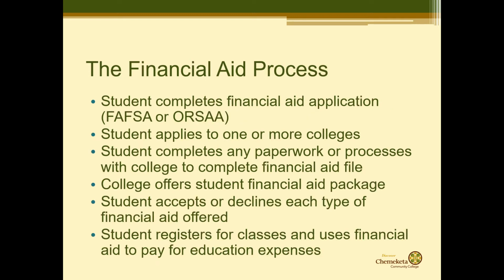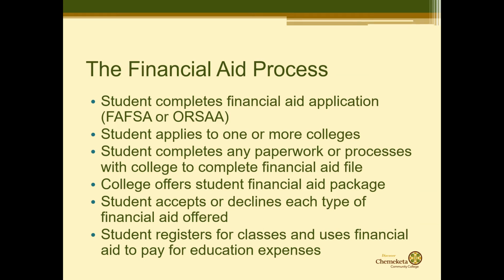This slide shows the general process for financial aid. It starts with a student completing the appropriate financial aid application. We'll talk more about the application options in a moment. The student generally must have also applied for admission to any colleges they want to receive a financial aid offer from. It doesn't matter if you apply for admission or financial aid first, but both steps need to happen if you want a financial aid offer.